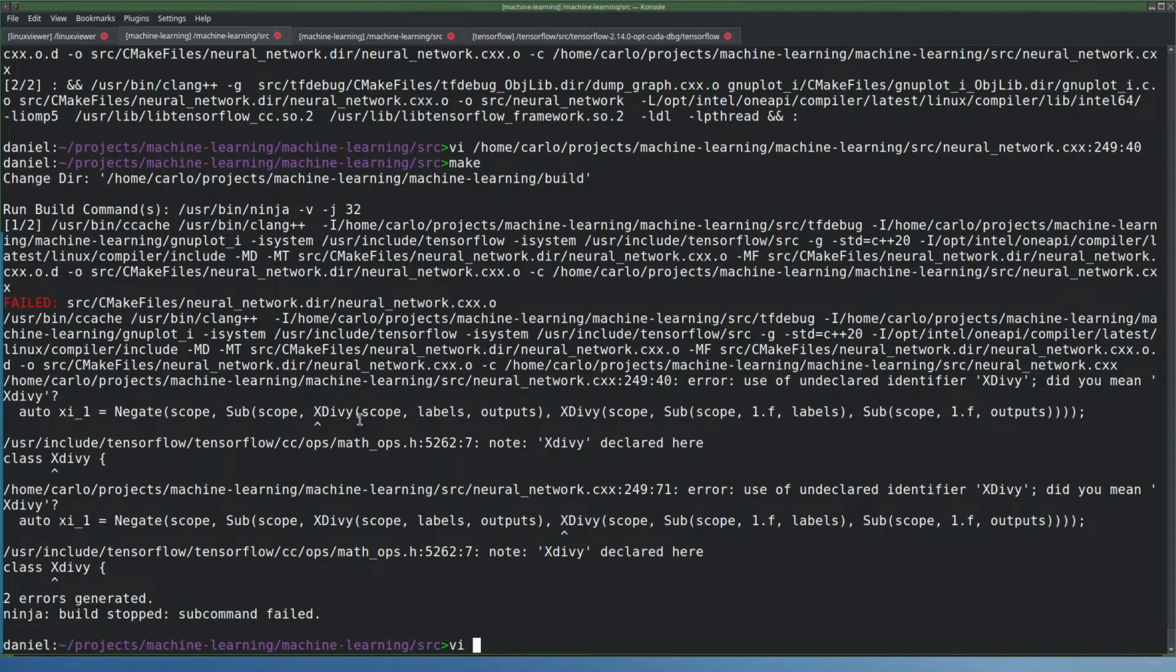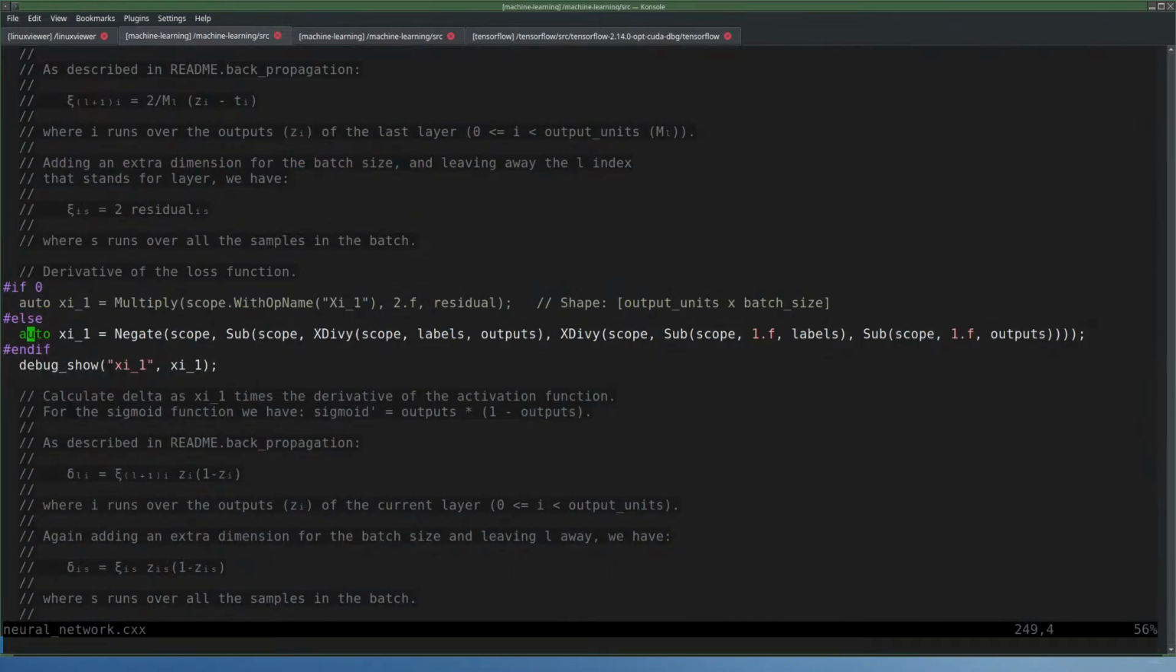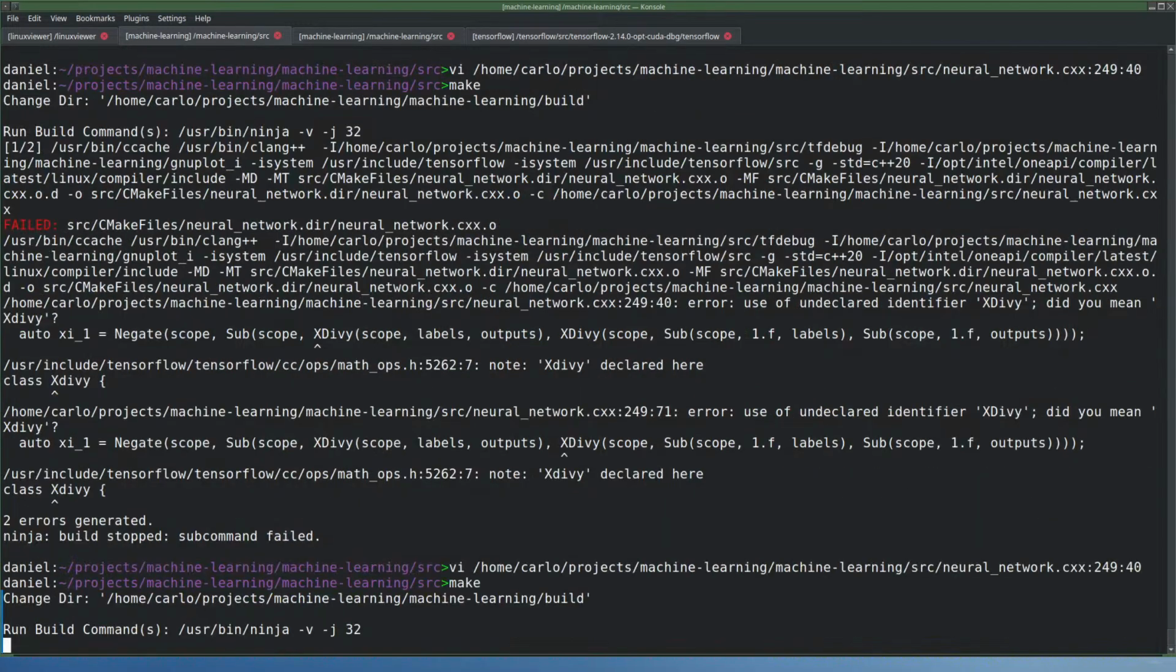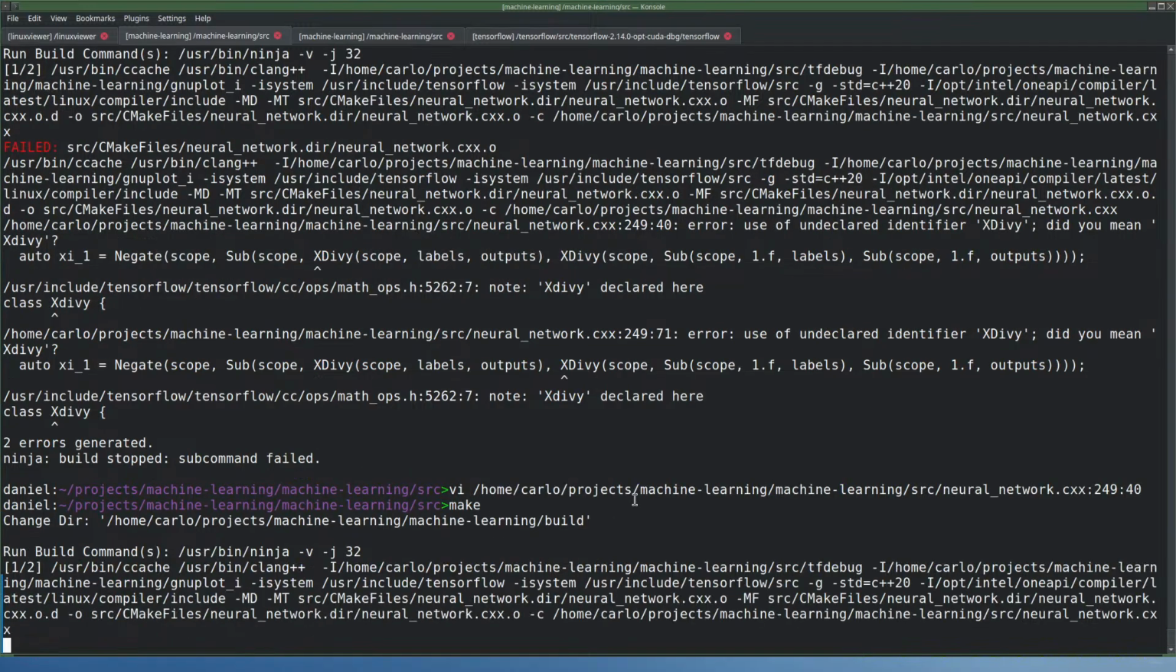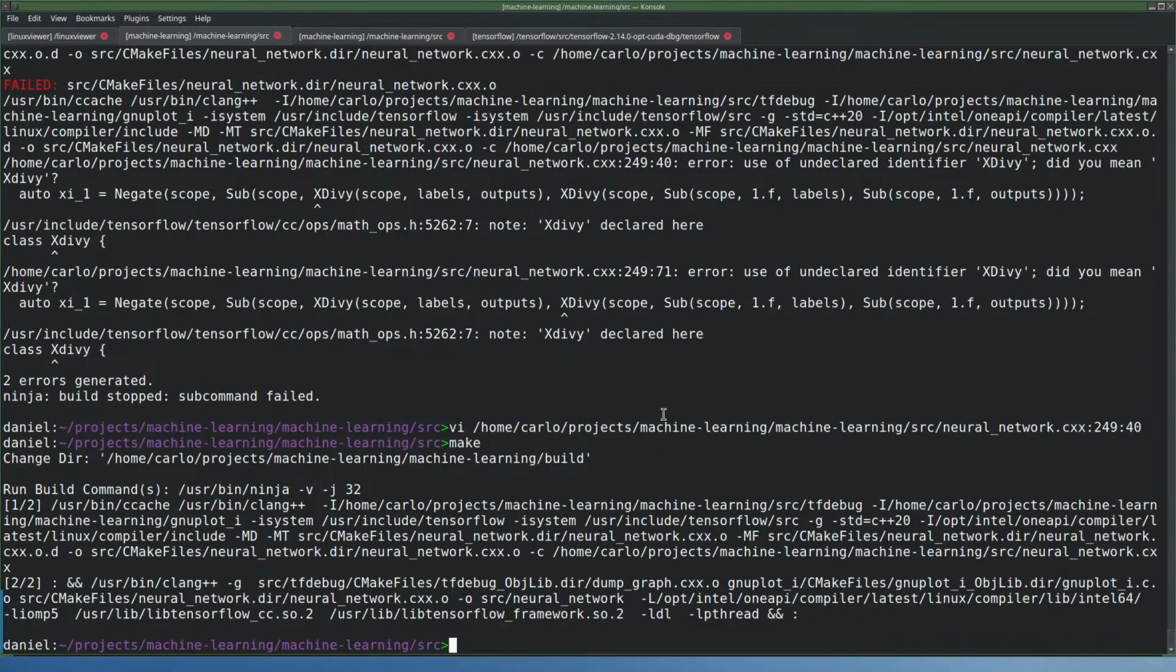X div y suddenly does not exist. Oh, okay. Well, we can do that before I go eating. Yeah, that's how it starts. Compile, damn it. You want me to starve or something? This compiler has no compassion.